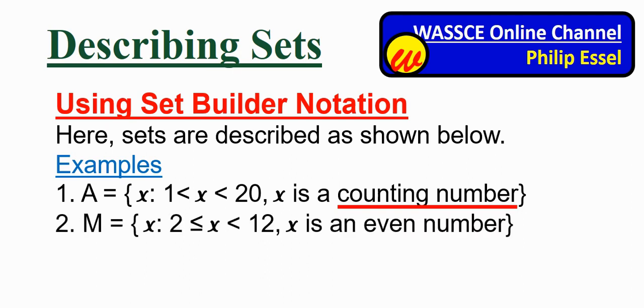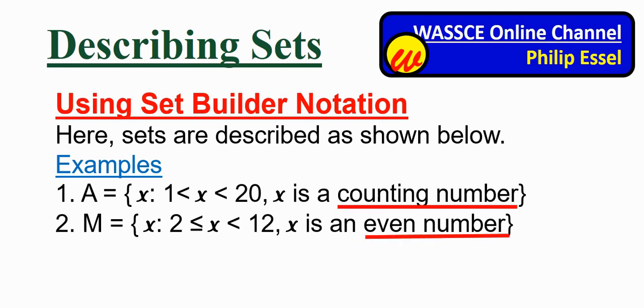Example 2 shows the set M. So let's read M. So M equals, x such that 2 ≤ x < 12, x is an even number, bracket closed. So the first important point we need to note about this set is that all of its members are even.